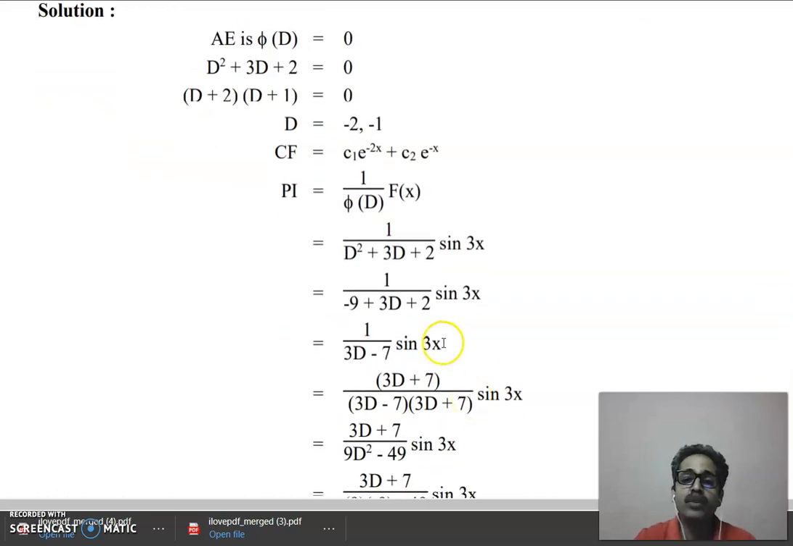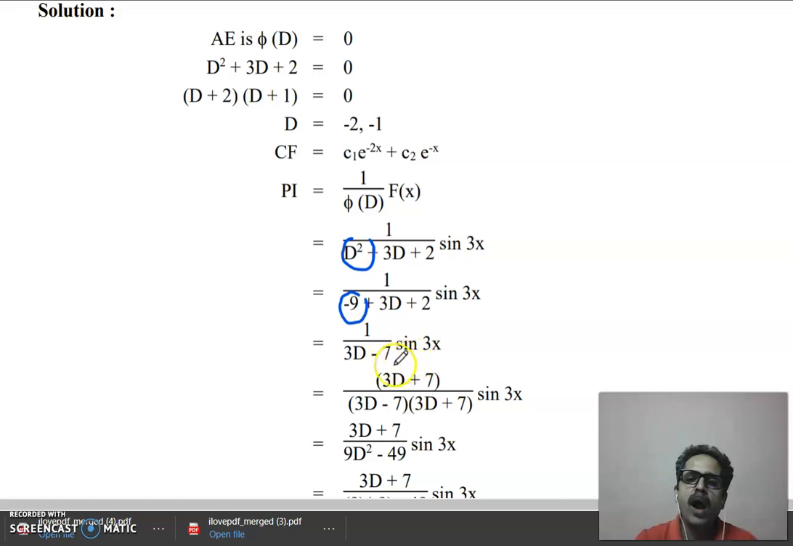Fine, and you can see that here this step has a type 1 by phi D sine of ax plus b type. A became 3 and b became 0. So here you have to replace D square by minus a square, because a is 3, so minus a square became minus 9. So we have to replace this D square by minus 9, while we have to keep the D term as it is and this constant term as it is. And when you simplify you find this.